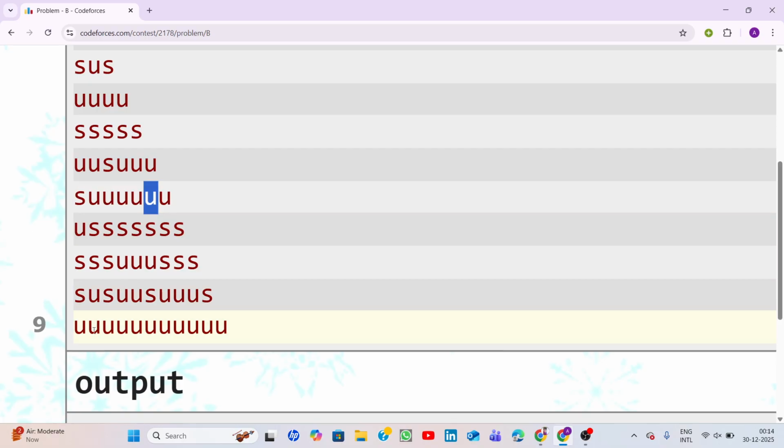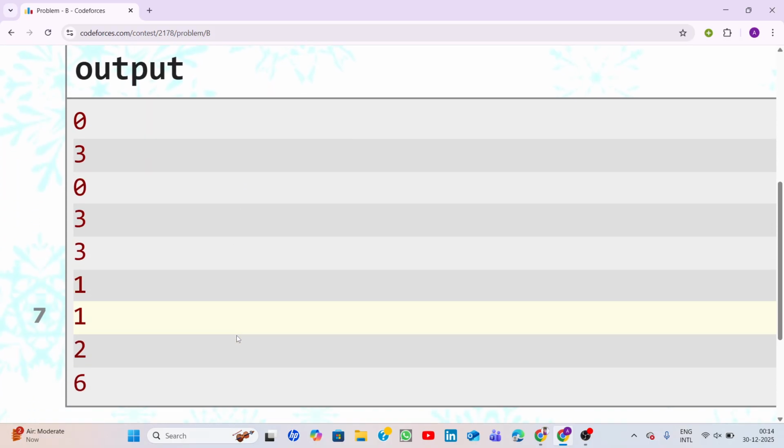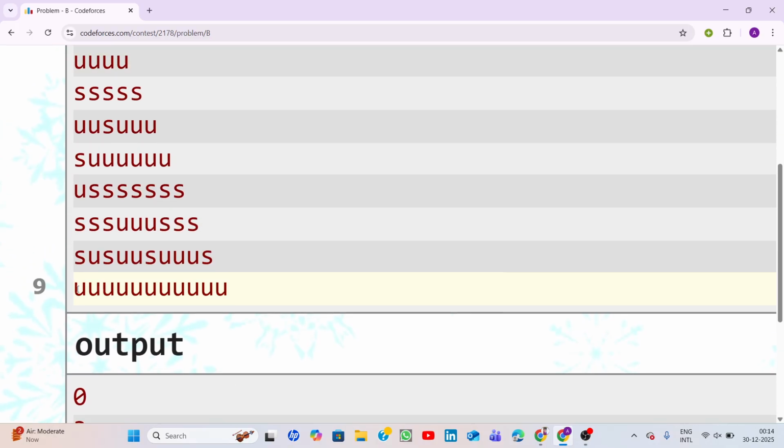So you got the logic: for any given length n, we will convert the first u and the last u to s irrespective of the string. If it is u, we will definitely convert it to s, and then we will compute our answer for the remaining string. If the consecutive u count is even, we will convert even length by 2, and if the consecutive u count is odd, we will take odd by 2 and add it into our answer.